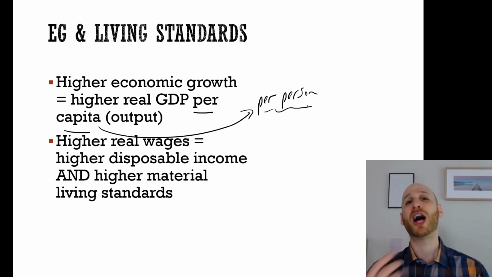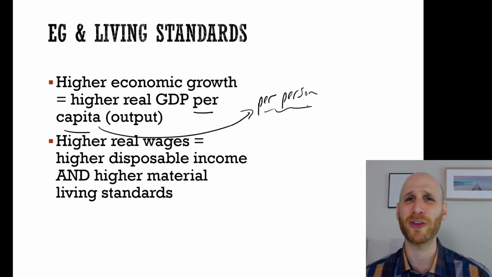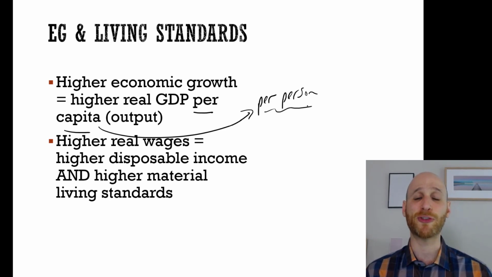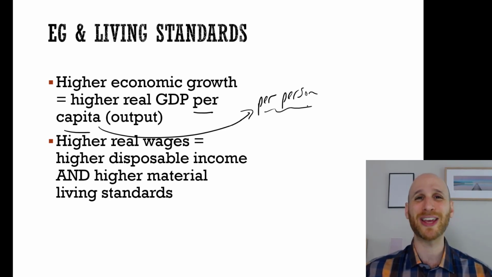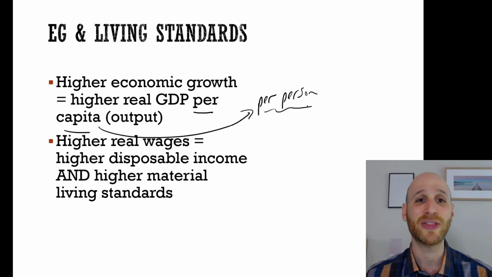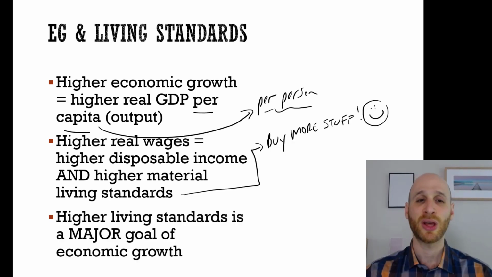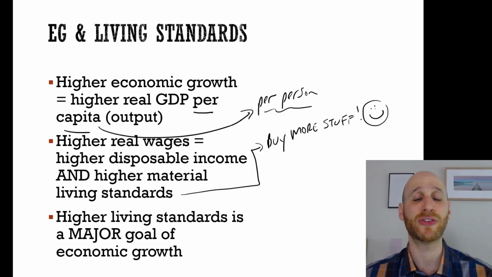If people have higher real wages, as the economy is growing, their wages might be going up. Higher real wages equals higher disposable income. So income that they can do whatever they want with, that would lead to higher material living standards. Essentially, that's the ability to do this. And remember that higher living standards, including material living standards, is a major goal of economic growth.